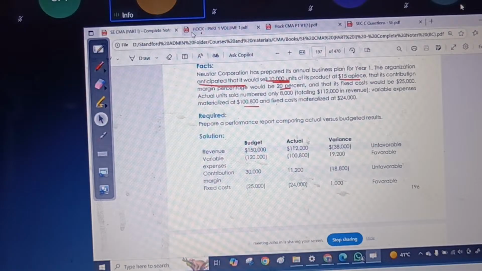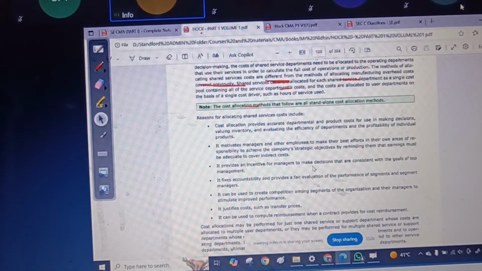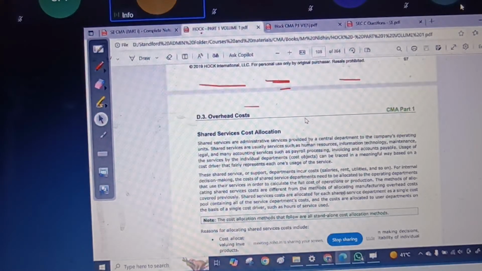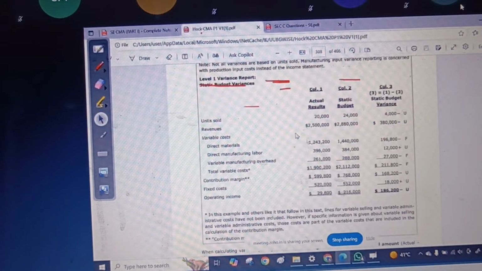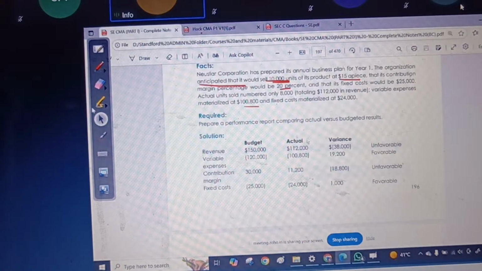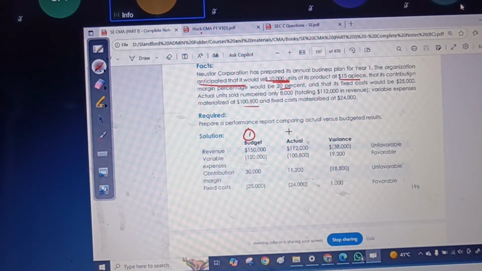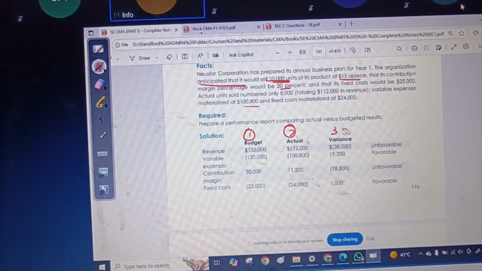So let's see. Budget and actual. Okay, so this is 1 and this is 2, and this is 3, 1 minus 2. Under budget, revenue is 150, but in actual, we are getting a lesser revenue, which is why it is called an unfavorable variance, and that is why it is a negative amount. For revenue, unfavorable variance will be a negative amount.